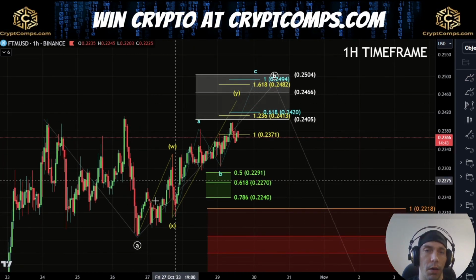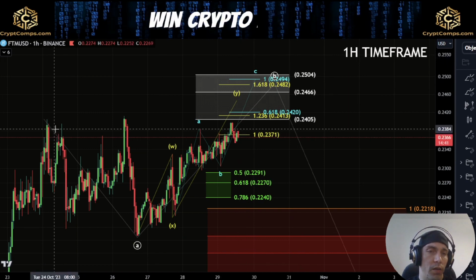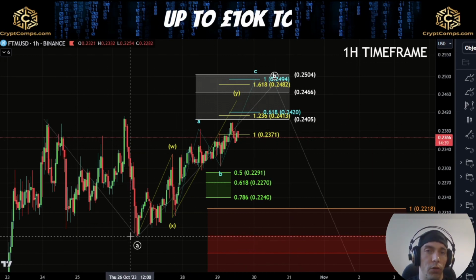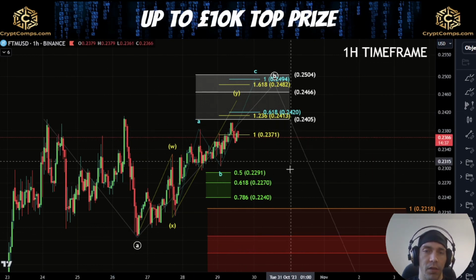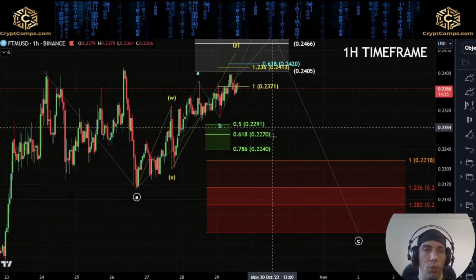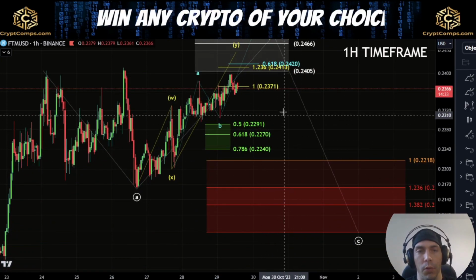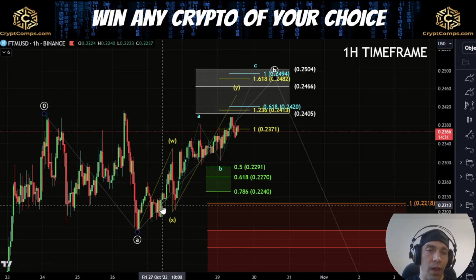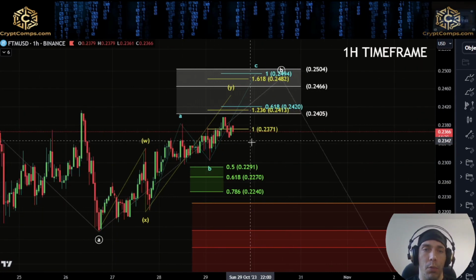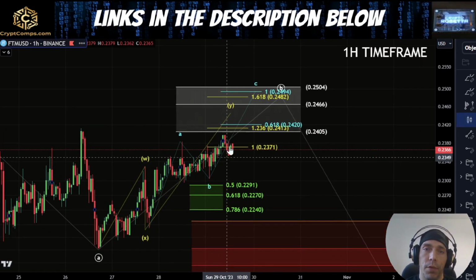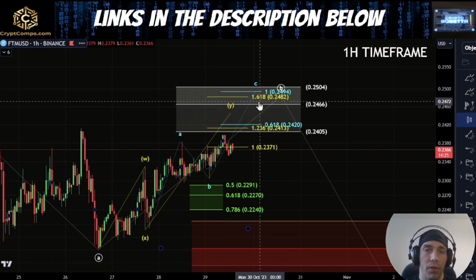Now, we haven't really come up into this as an expanding flat. It is possible it could just be a regular flat pattern, in which case we'd still be looking for that move down to the 1-to-1, the same as the WXY move. But if this is actually going to be an overshooting B wave, this could mean that we still have a 5-wave move to complete to the upside here.